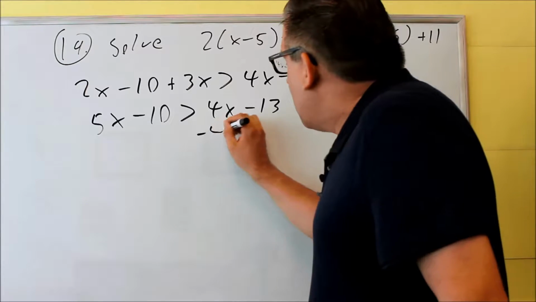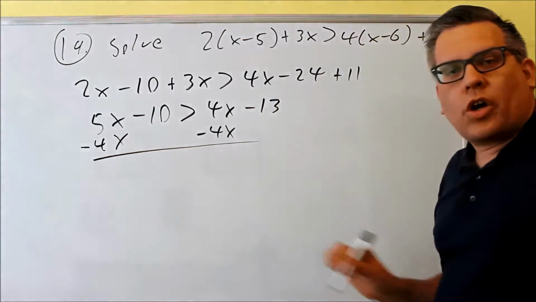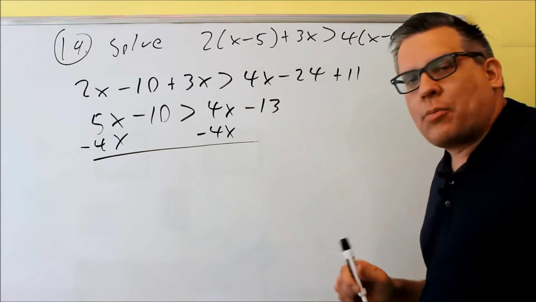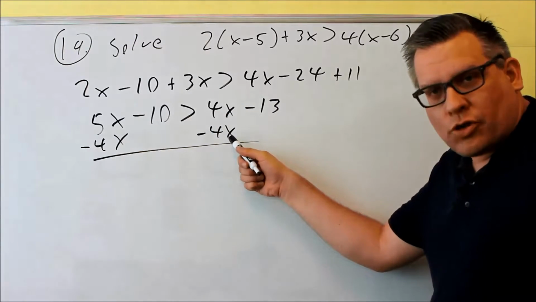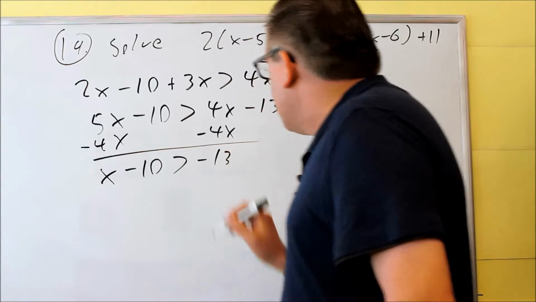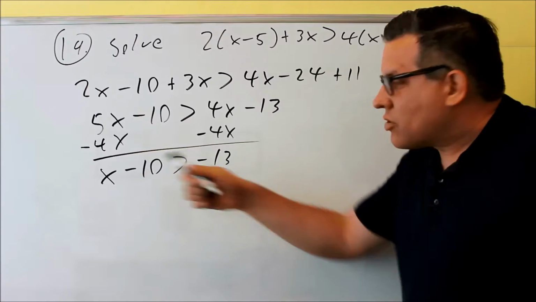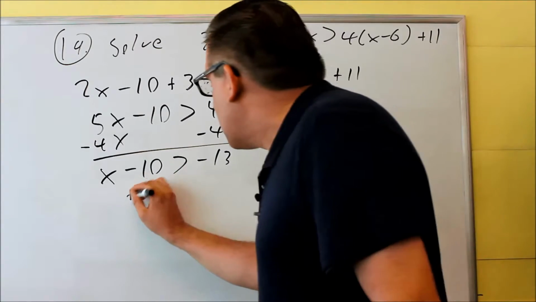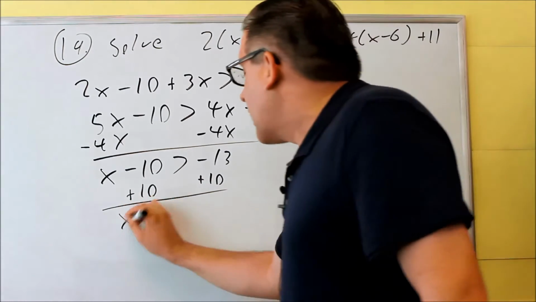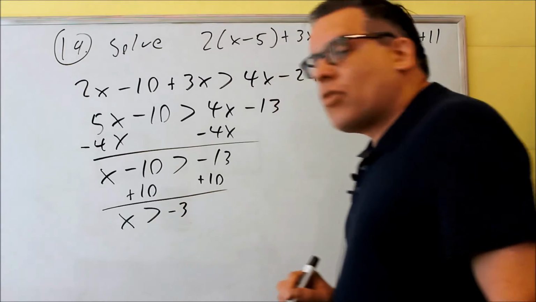So knowing that, I'm going to subtract 4x from both sides because I want to get all the x's on the left-hand side. I want to get rid of it from there, so I do the opposite operation. This was originally positive, so I'm subtracting here. I get x minus 10 greater than negative 13. Okay, so now one more step. I have to solve for x. I'm just going to add 10 to both sides. I want that 10 to go away there, so I'm going to do the opposite operation. And then I get x is greater than negative 13 plus 10, which is negative 3.